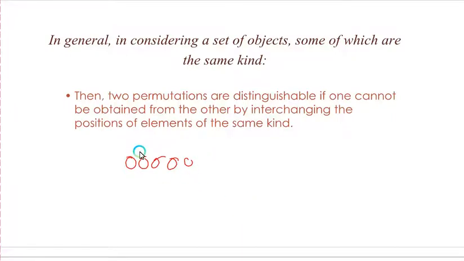So in general, in considering a set of objects, some of which are of the same kind, then two permutations are distinguishable if one cannot be obtained from the other by interchanging the positions of the elements of the same kind. So, kinanglan naton i-consider na kung may ara parehas kind of object on a specific permutations kag gina-solve naton, kinanglan siya naton i-consider sa aton calculation. So, paano siya makaapekto sa aton nga specific nga problem or solution.